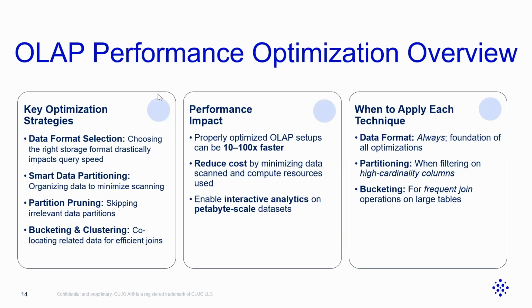About when you would like to use some of those optimization techniques: as for the data format, more or less always. So this is the foundation for all other optimizations. Then partitioning, as I mentioned, is usually related to filtering, so you can speed up filtering by establishing proper partitioning schemas. And then bucketing is to improve the performance of joins on large tables.